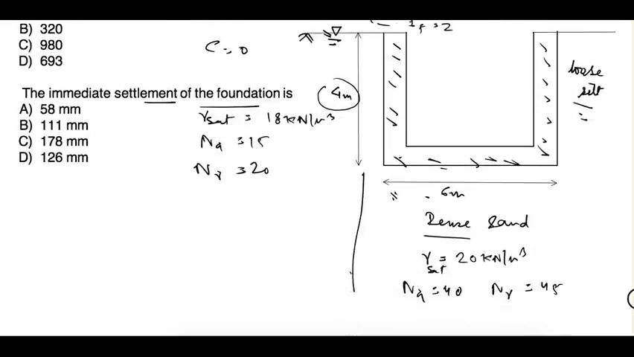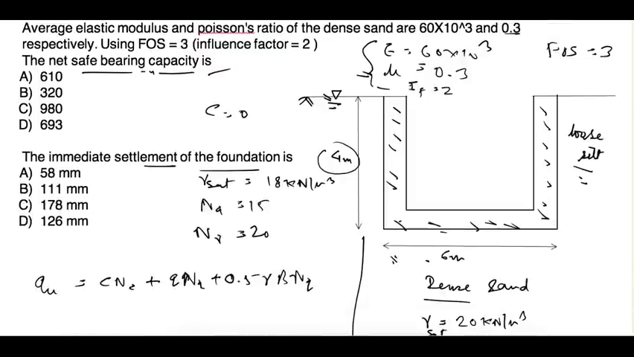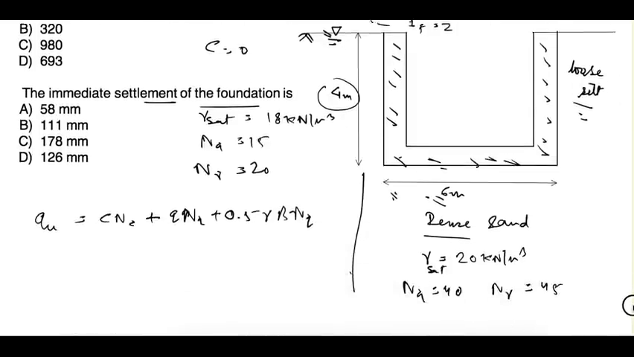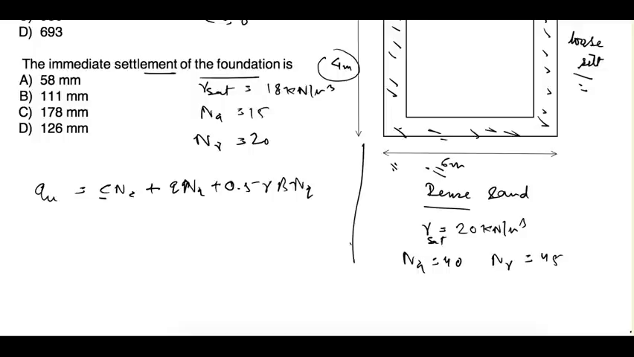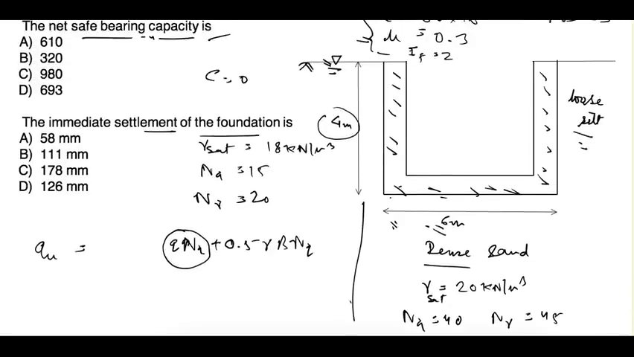So let's see. First of all, the ultimate bearing capacity, we know, is given as cNc plus qNq plus 0.5 gamma B N gamma. Here nothing about the other length is given, so we'll assume it to be a strip footing. c here is 0, so this equation is just qNq plus 0.5 gamma B N gamma. Now this part of the equation represents our surcharge. So surcharge is there above the surface of the footing.